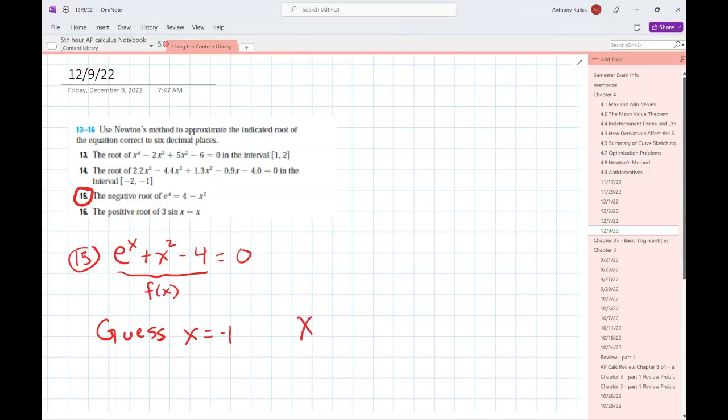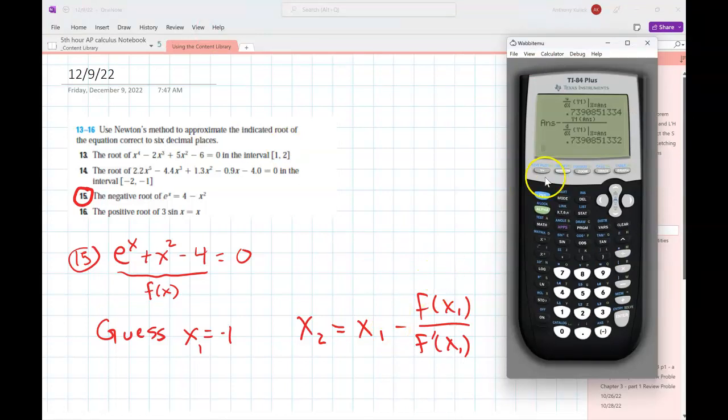And then to calculate x2, we're going to take x1 minus f of x1 divided by f prime of x1. But I'm just going to do that all in the calculator because, you know, why would I not? So type in my f of x. So I have e to the x plus x squared minus 4. That looks okay to me.